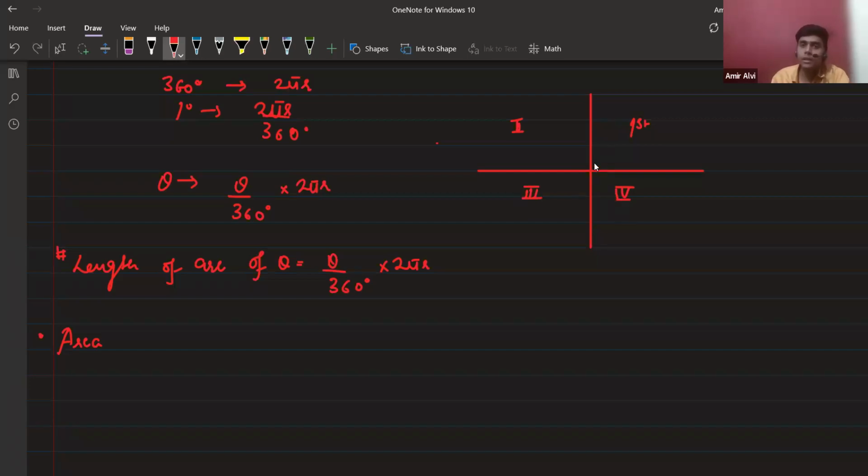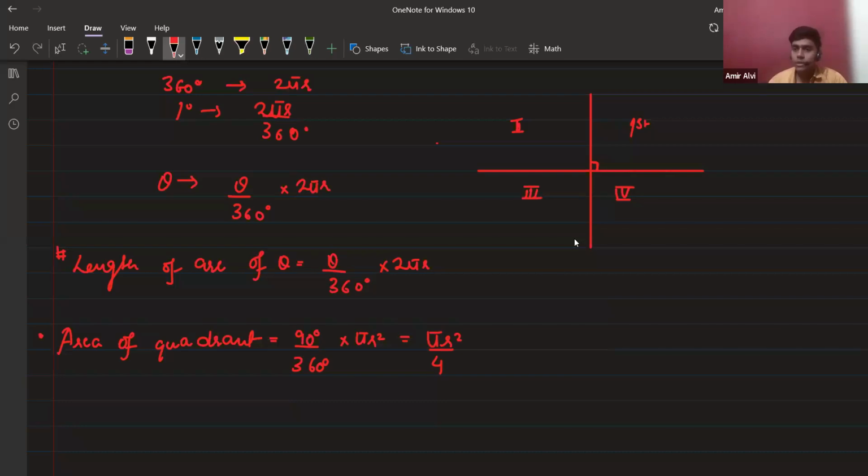Now, quadrant means 90 degree. So whenever the word quadrant is used in this chapter, area of quadrant is equal to 90 by 360 into pi r square. So it would be pi r square by 4. Clear, everybody? You can directly use this formula if the word quadrant is used, because quadrant is nothing but the angle is 90 degree.